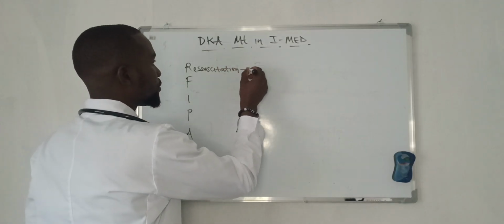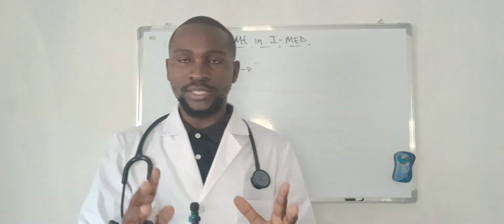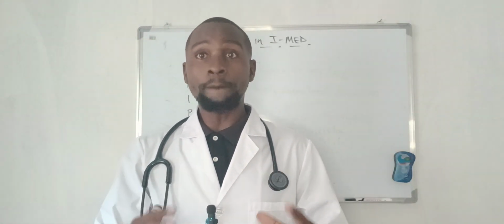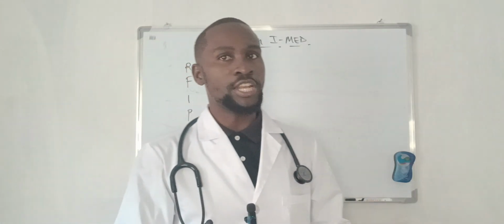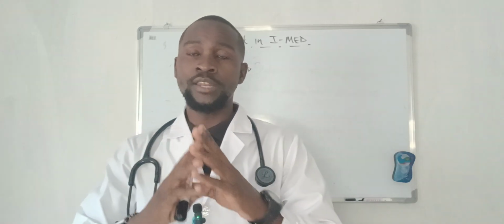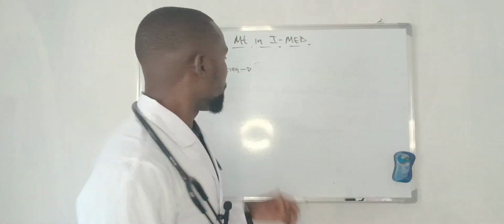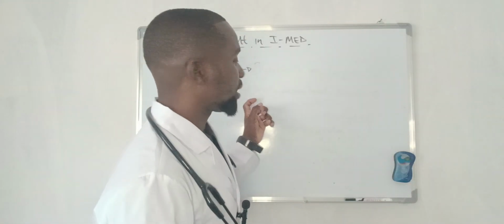So first things first, remember that DKA is an emergency. DKA is a medical emergency. It's a life-threatening complication of diabetes mellitus. Remember our definition, a life-threatening complication of diabetes mellitus, which is usually seen in patients with type 1 diabetes, but it's not uncommon to see it even in type 2 diabetes nowadays, okay? So your first thing, because it's a medical emergency, is to do resuscitation.